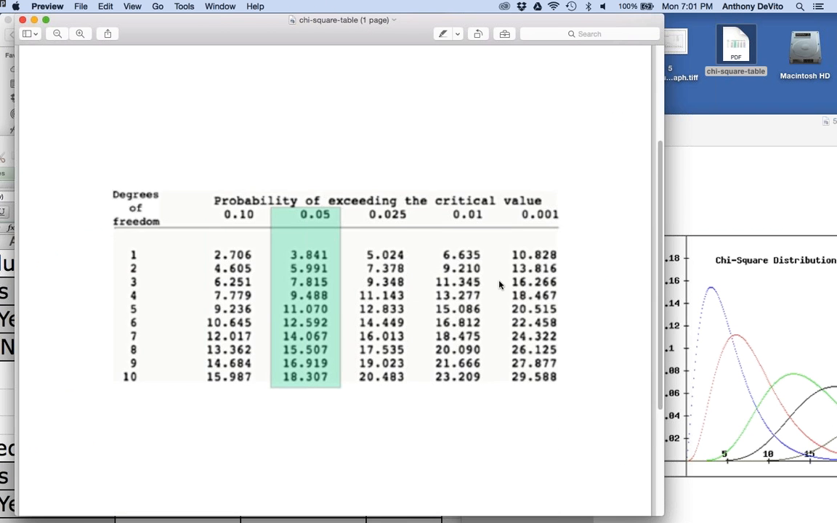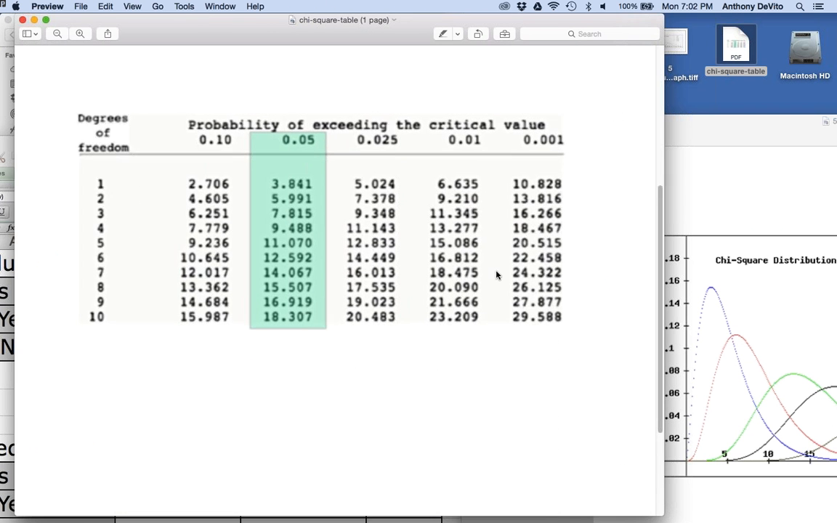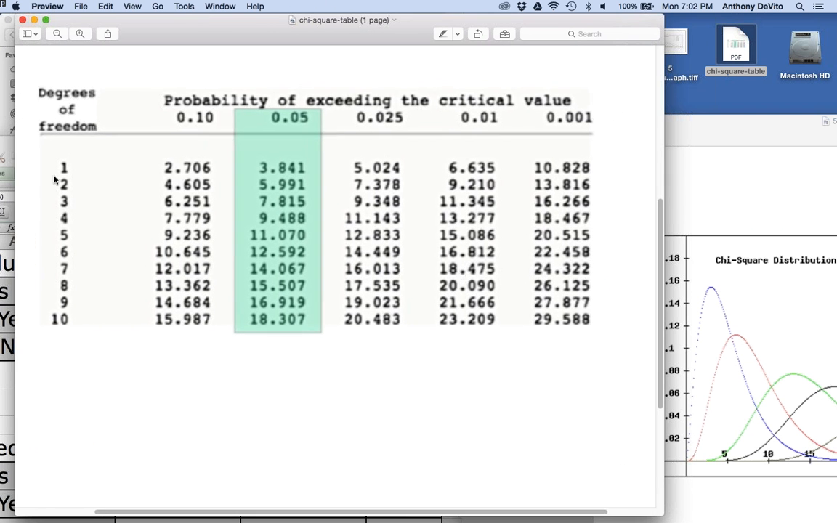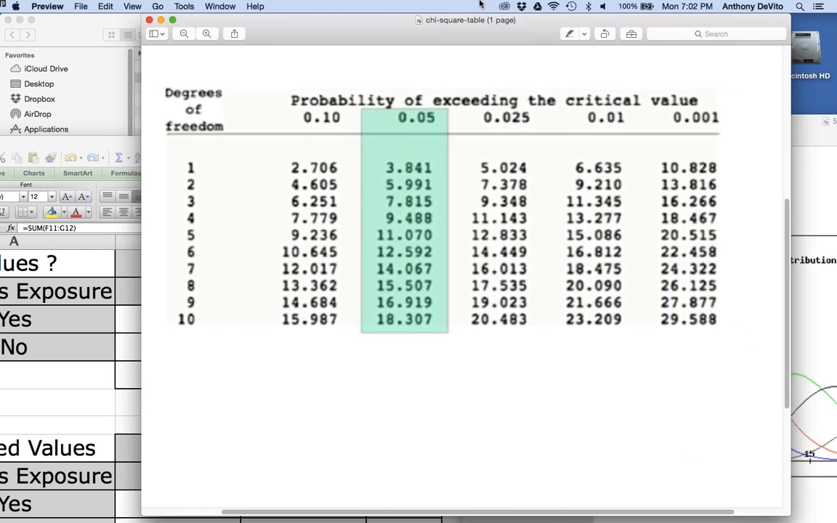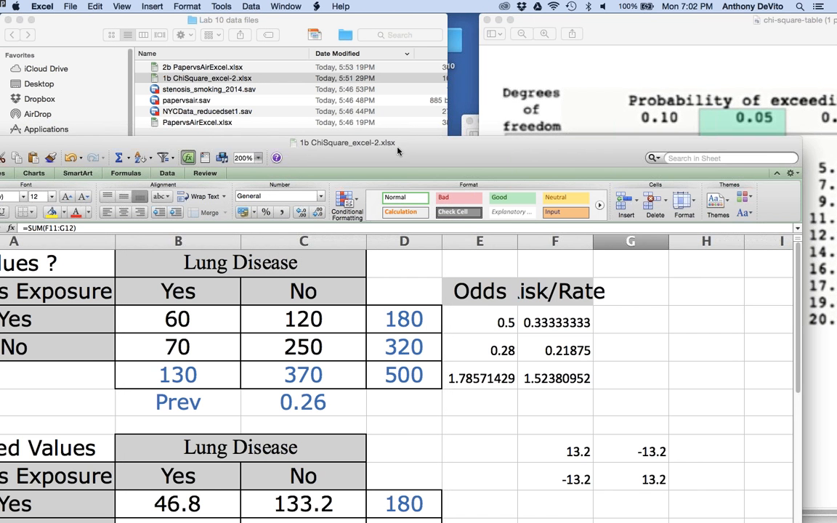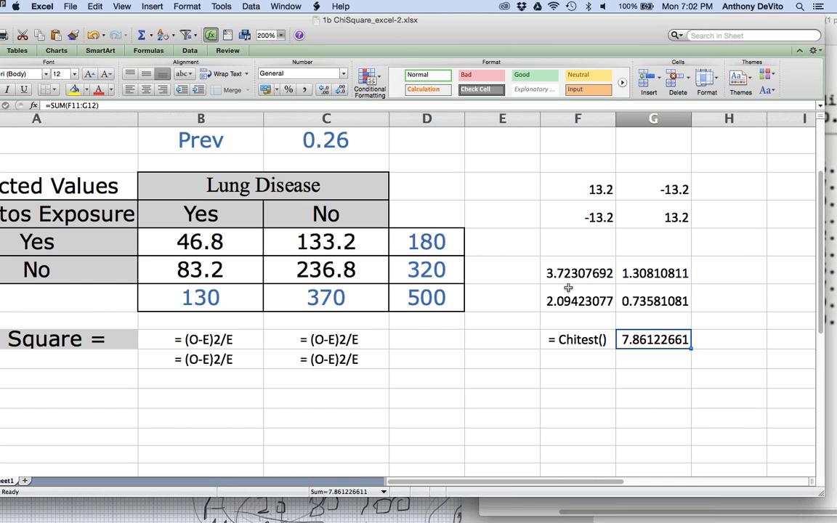And here conveniently is a chi-square table. Okay, you have them in your book as well. Okay, so degrees of freedom is equal to 1. Probability of exceeding the critical value. Okay, so let's see. Alpha is 0.05. So what is our critical value for chi-square? 3.841. Okay. So have we exceeded the critical value for chi-square in this particular sample? We have, right? We got 7.86.